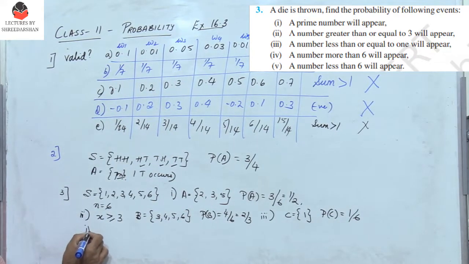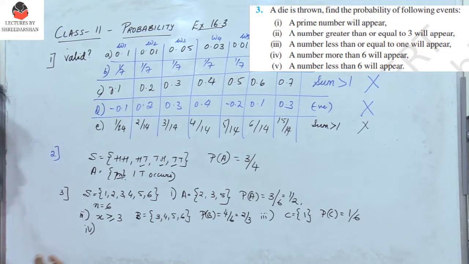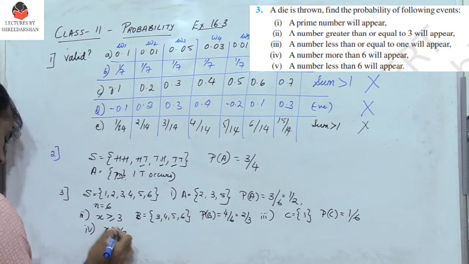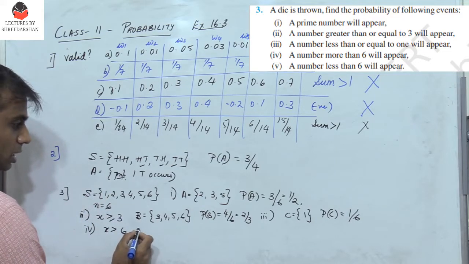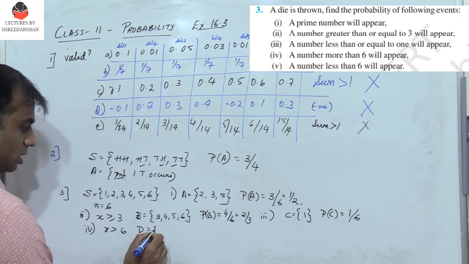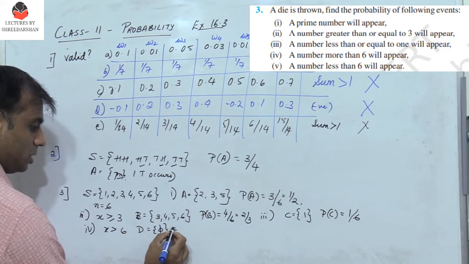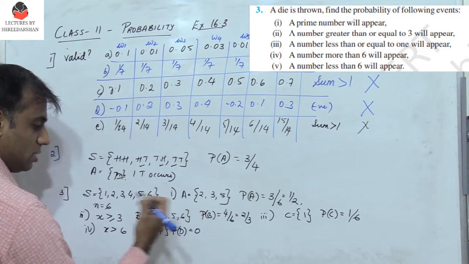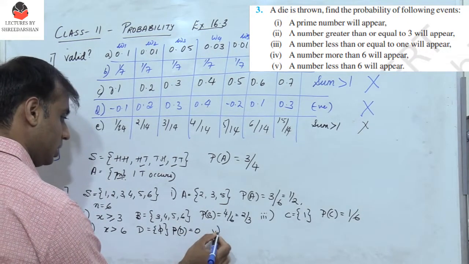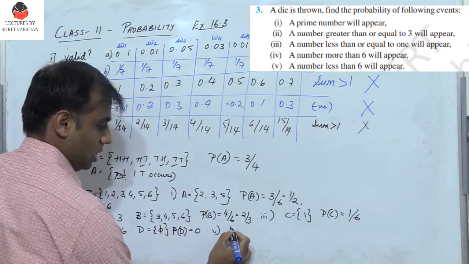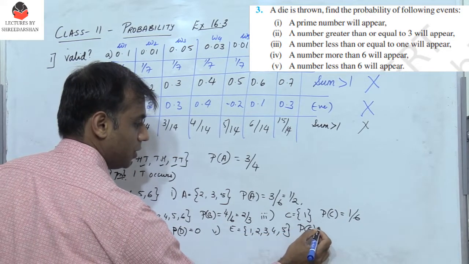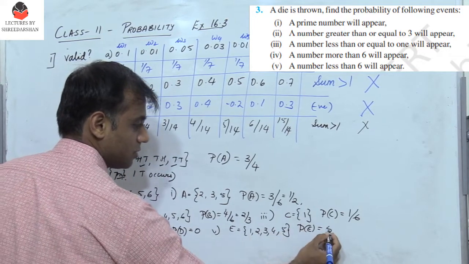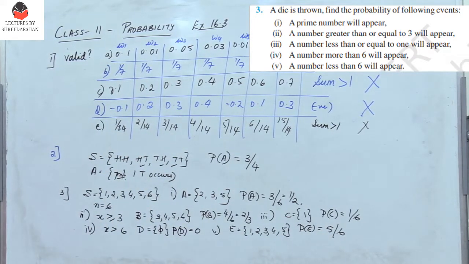Next, the fourth one: the probability of getting a number greater than 6. So X greater than 6. You cannot have any number which is greater than 6. So let me call that D, which is a null set. So the probability of D is 0 by 6, or it is 0. The fifth one: the probability that a number is less than 6. Less than 6 means I have numbers 1, 2, 3, 4, 5. So the probability of E is the number of favorable outcomes, which is 5, divided by the total number of outcomes, which is 6.